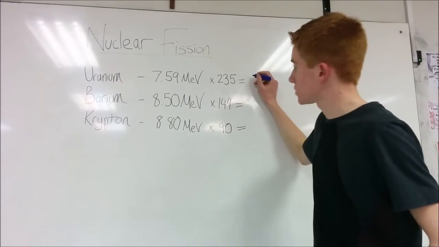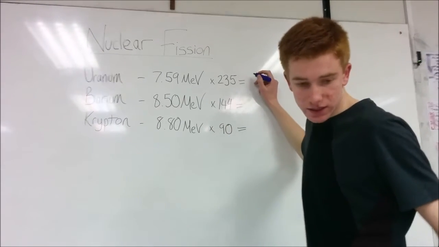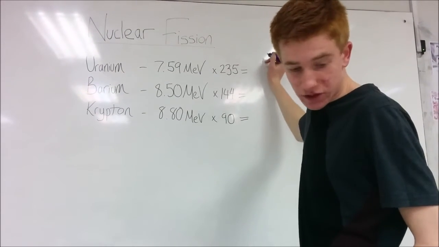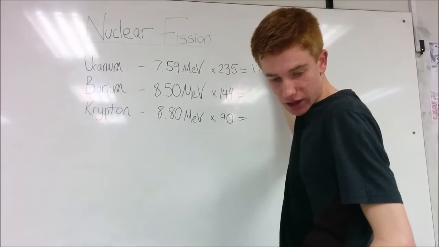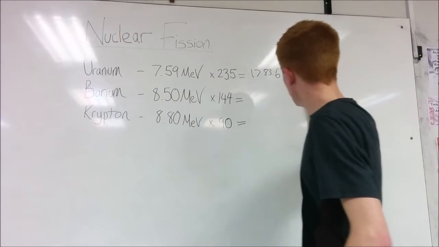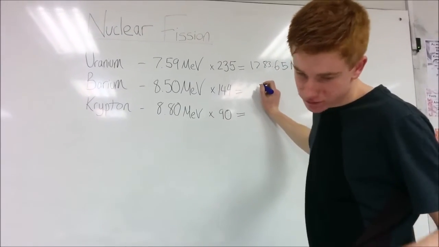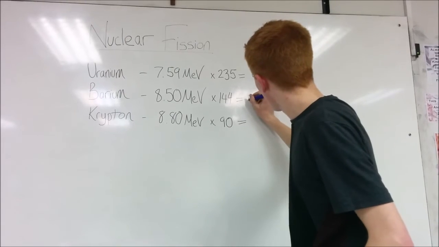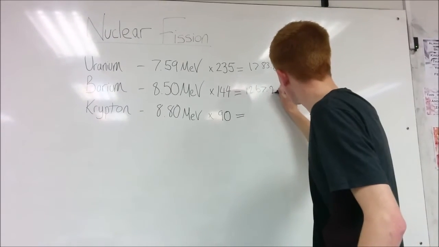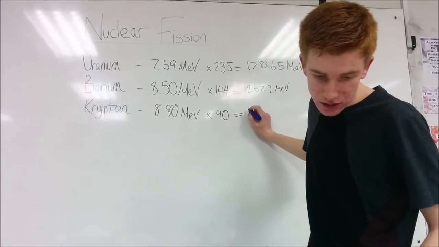So if we do these sums to find out the total binding energy in the nuclei, we get, for the first one, in my head, as always, a running theme for this video, 1783.65 mega electron volts. For barium, we get, again in my head, 1267.2 mega electron volts.